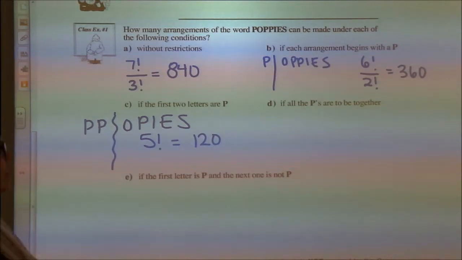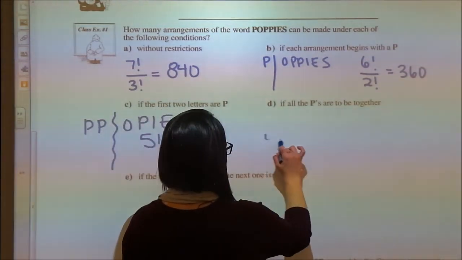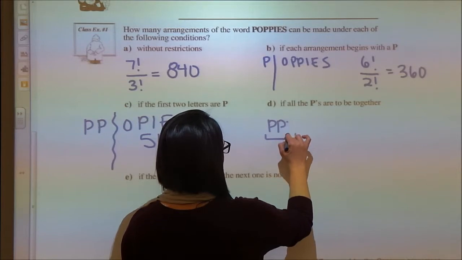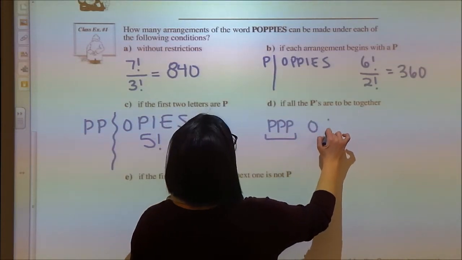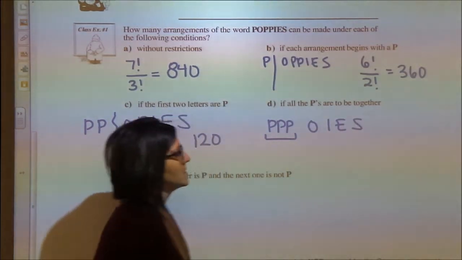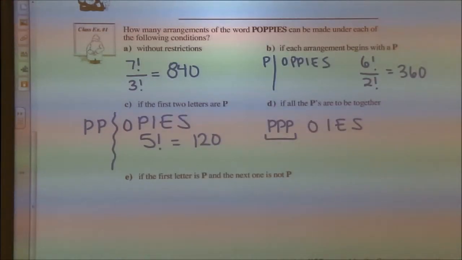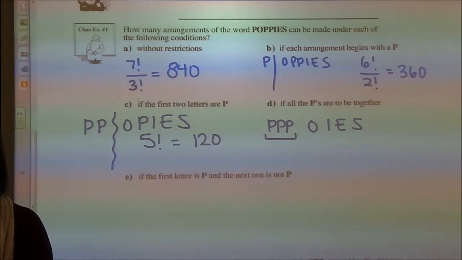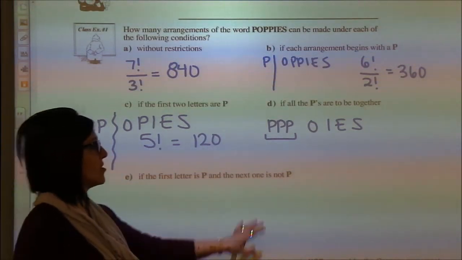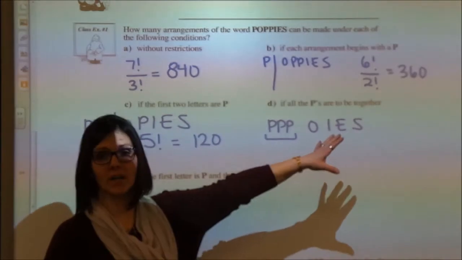Question D says if all the P's are together. So I have P's as a unit, and then the O-I-E-S. Do the P's belong at the front? Does it say where the P's go? Or does it just say they have to be together? They just have to be together, so they could be in any one of these 4 spots.